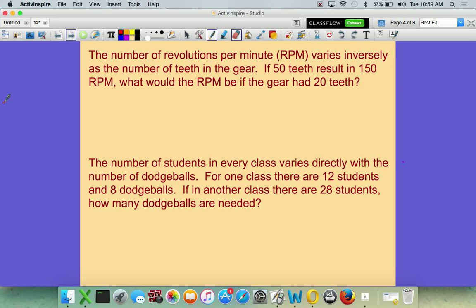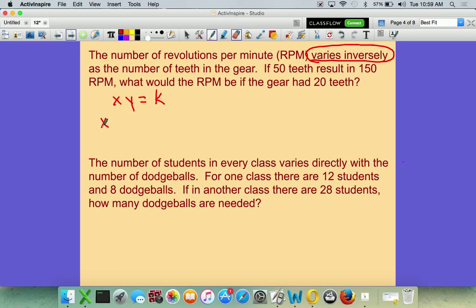The number of revolutions per minute varies inversely as the number of teeth in the gear. If 50 teeth result in 150 RPMs, what would the RPM be if the gear had 20 teeth? Well, first thing that I see is I see varies inversely. And that tells me, all right, we've got to multiply x and y together to get our k value. What's x and y? You get to decide.